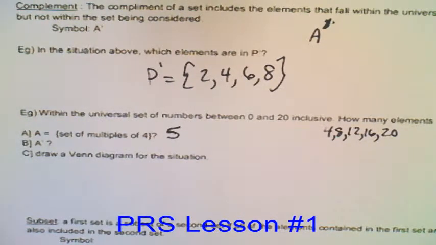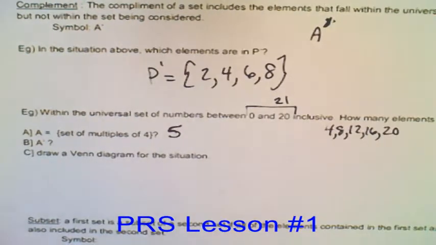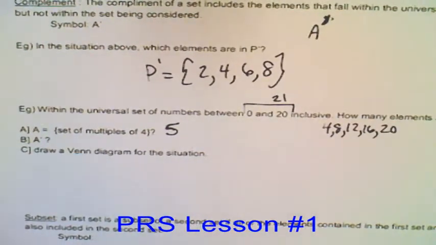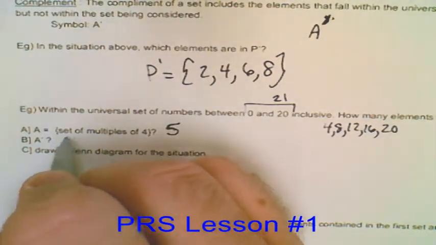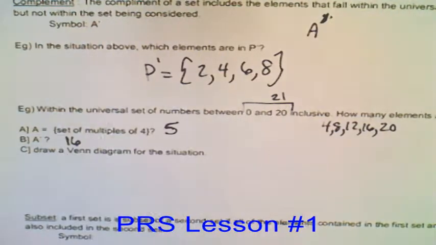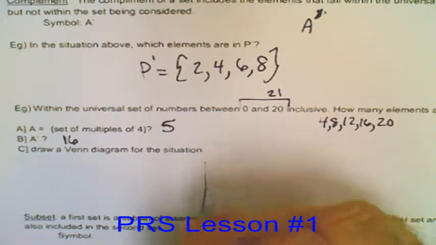In A primed, well, it's asking what elements aren't in that set. From 0 to 20 inclusive, there are 21 elements. If you count them, write them out: 0, 1, 2, 3, 4, 5, 6, 7, 8, 9, 10, 11, 12, 13, 14, all the way up to 20. There's 21 numbers there because you've got the 0. 5 of them are within A, so 16 of them are not within A.